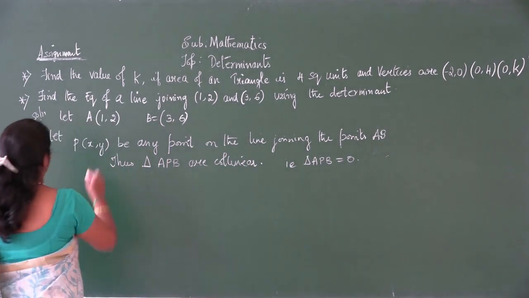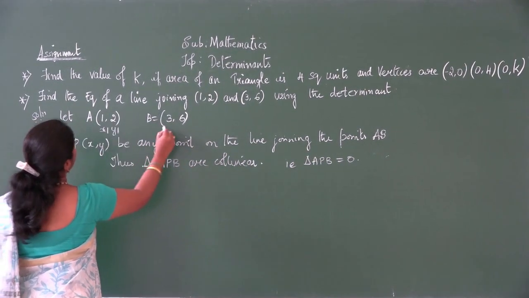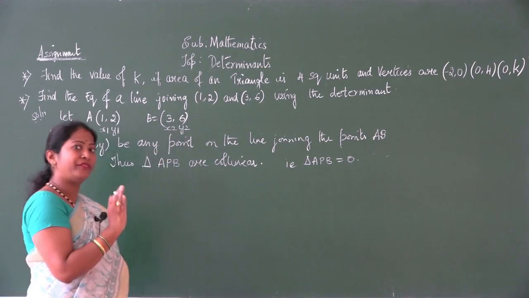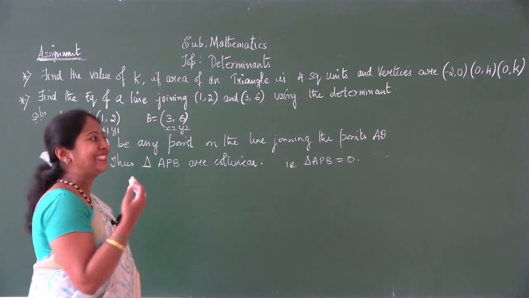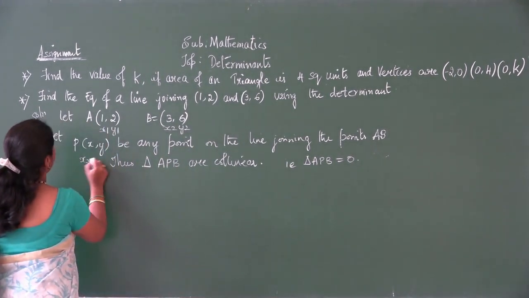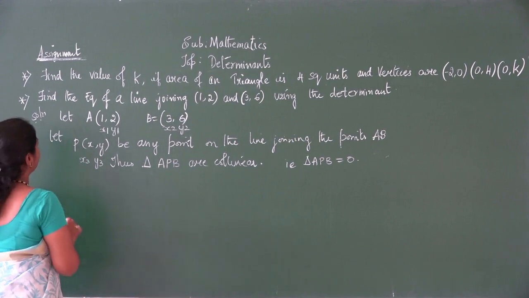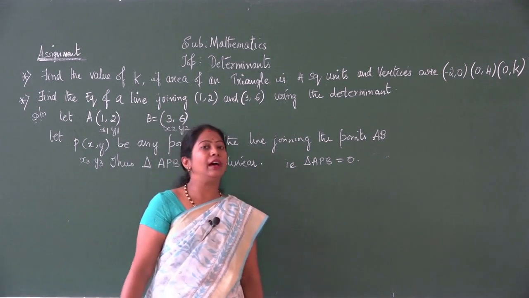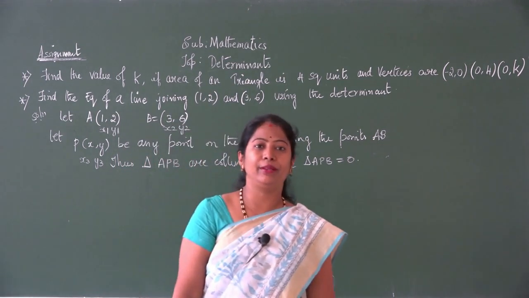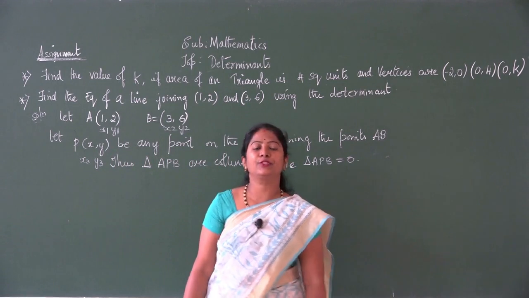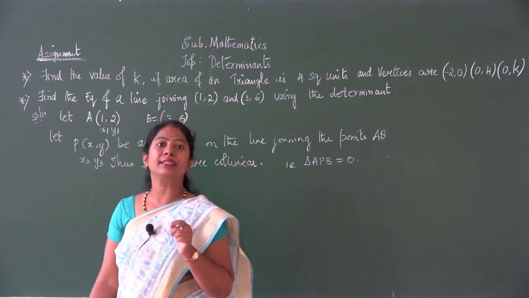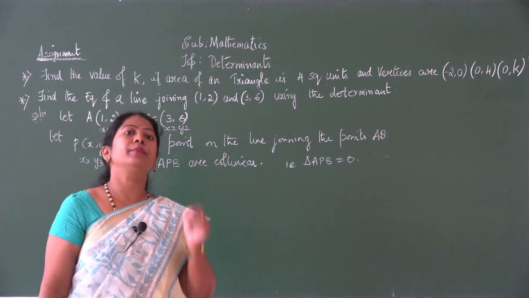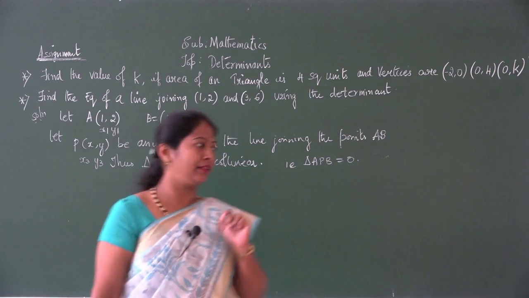Mark the coordinates of the point A as x1, y1, B as x2, y2, and the point we have considered, that is P of x comma y, we shall mark as x3, y3. Now, what is the formula to find the area of a triangle? Delta equal to half into the determinant of x1, y1, 1, x2, y2, 1, x3, y3, 1. Equal to what? It is equal to 0. Why is it 0? Because it is collinear. Why is it collinear? Because all the 3 points lie on the same line.